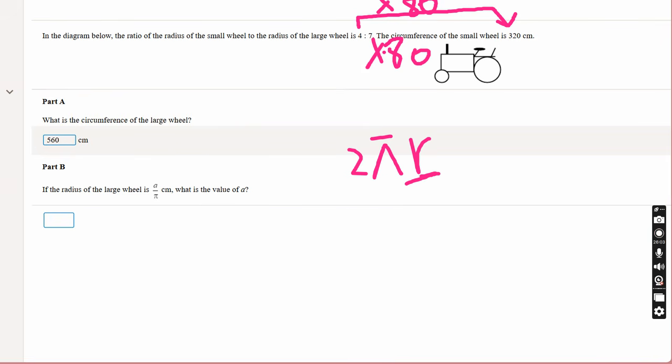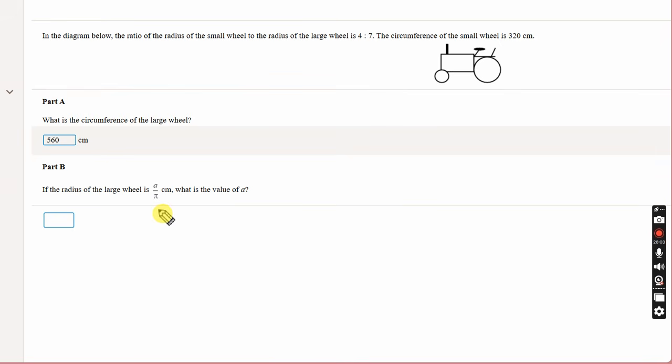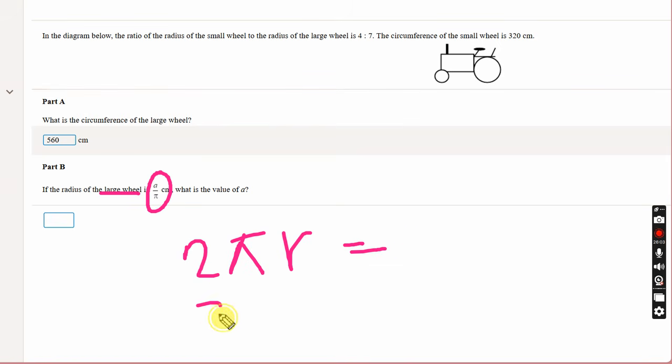The next one, what do you do? You have a question where they're saying if the radius of the large wheel is a over pi centimeters, what is the value of a? Now you know that the circumference is what is given. So use that to your advantage and find what a is. They said the radius of the large wheel, so we have to use the circumference of the large wheel. So, 2 pi r. What is 2 times pi times the radius? We replace the radius by a over pi because that's what they said it is, right?